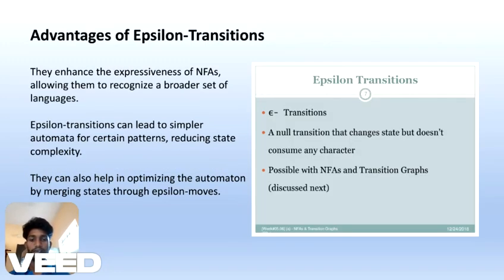Advantages of epsilon transitions. They enhance the expressiveness of NFAs, allowing them to recognize a broader set of languages. Epsilon transitions can lead to simpler automata for certain patterns, reducing state complexity. They can also help in optimizing the automaton by merging states through epsilon moves.